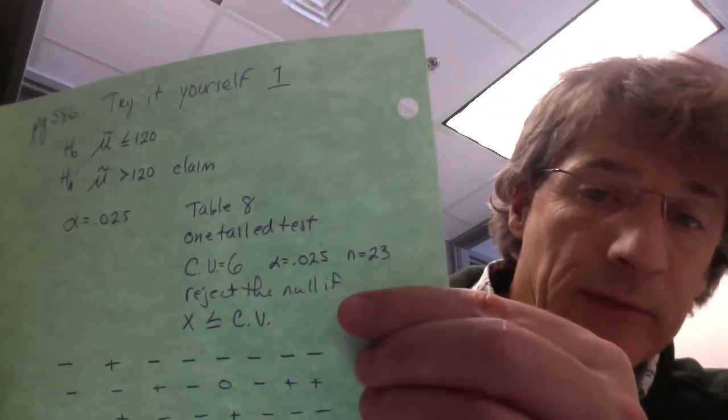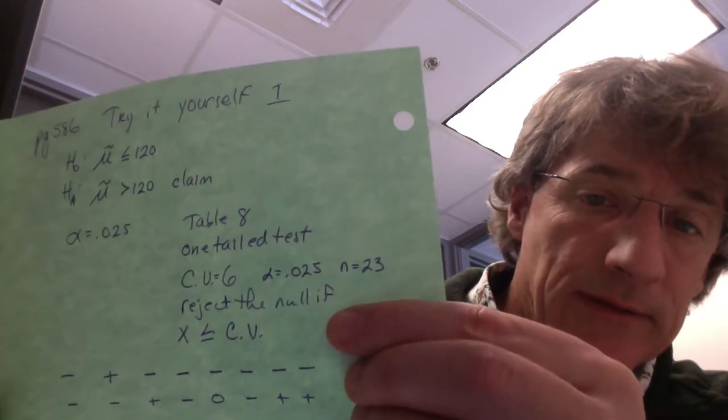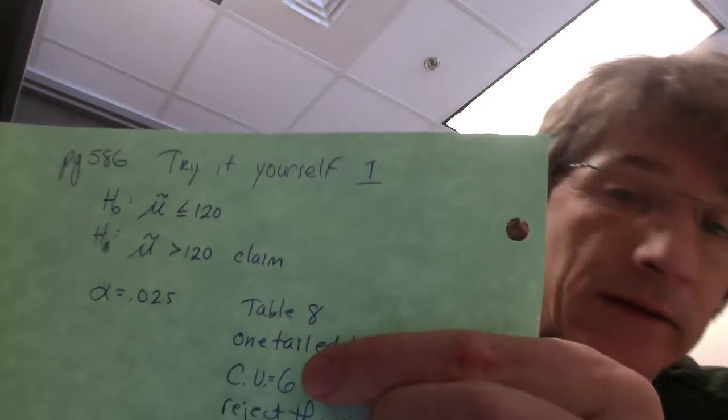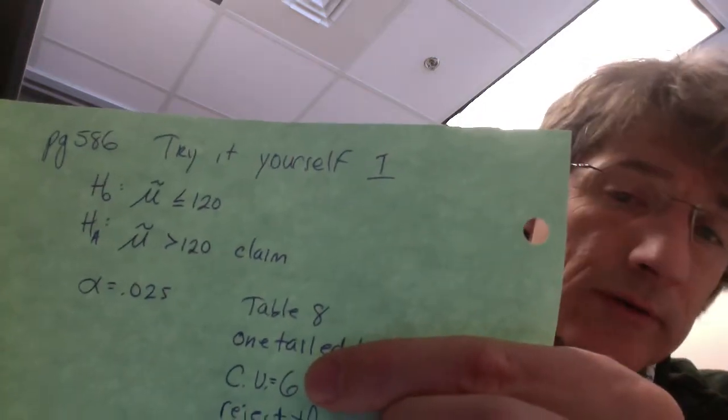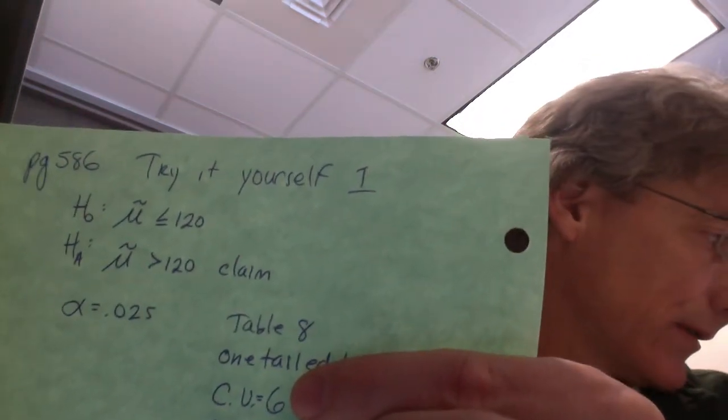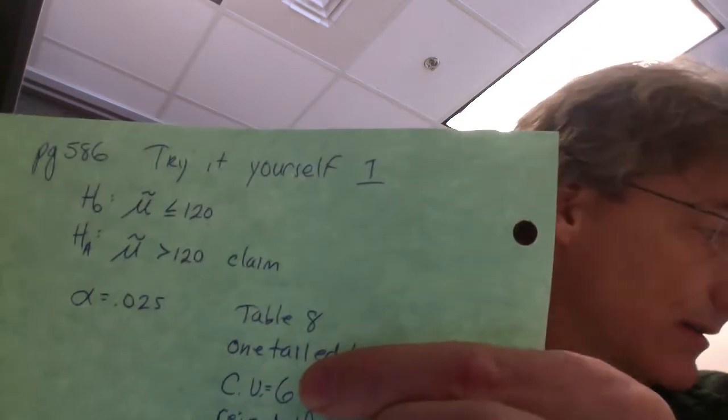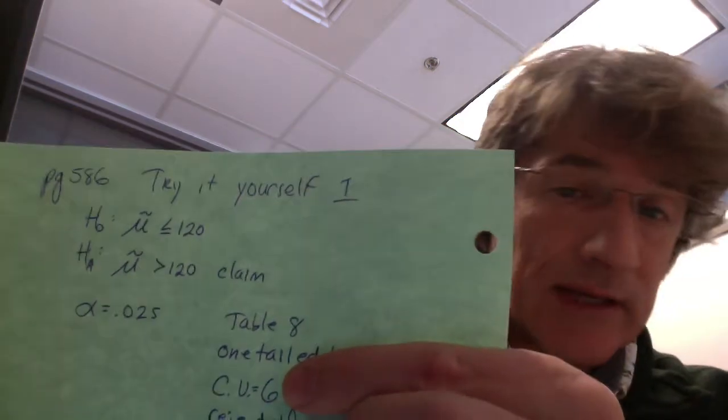Now, when you look it up on table 8, you'll find that your critical value is 6. And in the table, it actually has a spot that says reject the null hypothesis when the test statistic is equal to or less than. So you want to make sure that you read that, because it tells you what you're supposed to do.